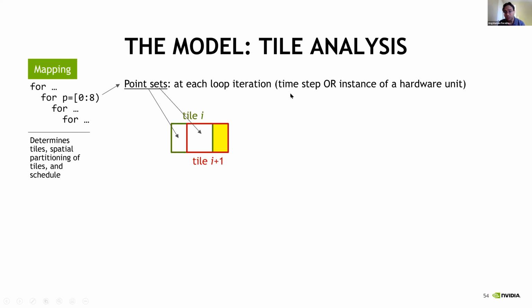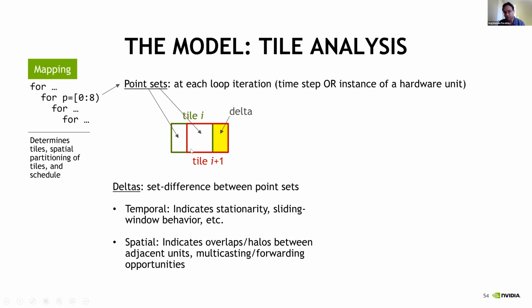And remember that this happens across both space and time. And then what it computes are these deltas, which is basically the set difference between the tile at iteration I plus 1 and iteration I. And these deltas are extremely informative. If it's a temporal loop, which means it's over time, the delta indicates stationarity. So for example, if the delta is 0, that means the entire tile was stationary at that level. If the delta is non-zero, but there's an overlap between adjacent tiles, then that means it's a sliding window behavior, right? You've got a part of a tile that remains resident at this buffer over time.